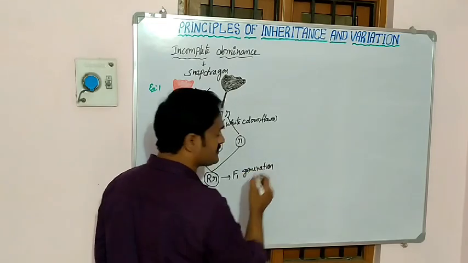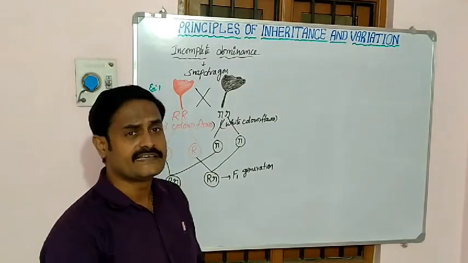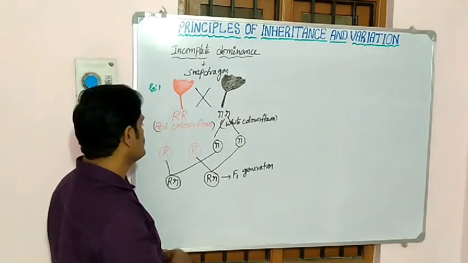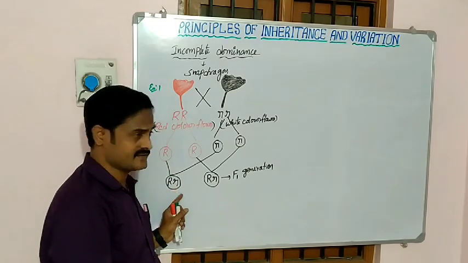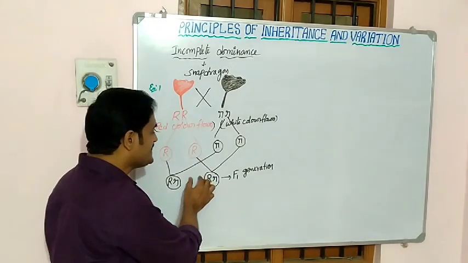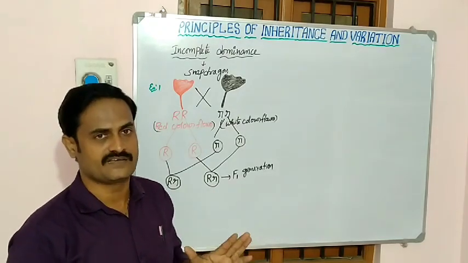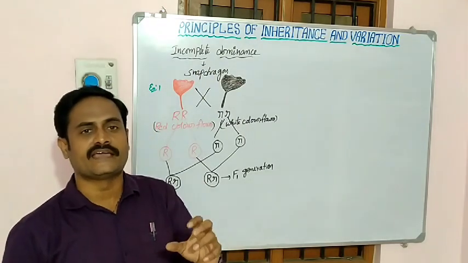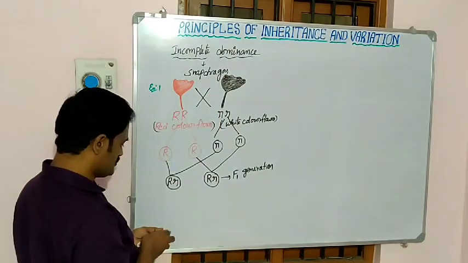So F1 generation means what? First filial generation. See, actually, according to Mendel's first law of dominance, capital R, small r compulsorily indicates a red color flower. Why? R is dominant. Here also R is dominant, but it is not exactly similar to Mendel's first law. Remember that. So incomplete dominance is an exception to Mendel's first law. Remember.